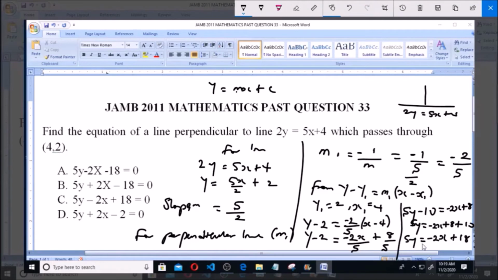Now let's transfer everything to the left hand side. So we have what? 5y plus 2x minus 18 equal to 0. And that is what? Option B. 5y plus 2x minus 18 equals 0.